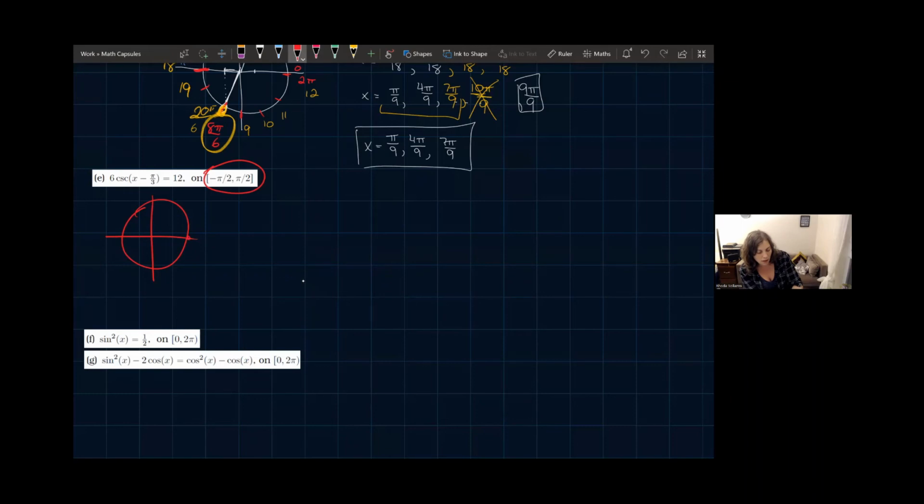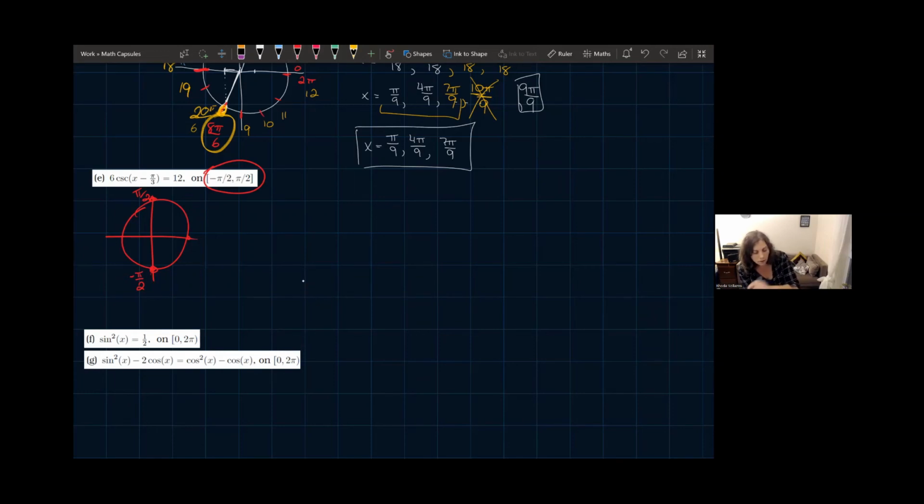What would that mean? Well, we know pi over 2 is up here, and negative pi over 2 would mean we travel the same distance but in the opposite direction. So negative pi over 2 would be represented down here on the unit circle. We're looking for stuff in this region here.